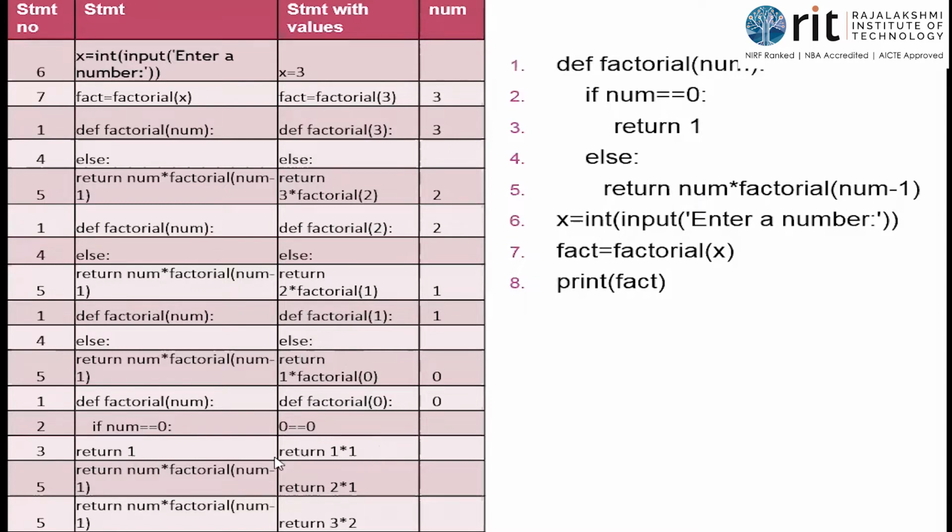That 1 is written to which place? Where num of 0 is called. So what happens? 1 into 1. Okay. Then again, where will it return? Factorial of 1 or 2, followed by, and at last I'll get all these. So 1 into 1, 1 into 2, and then 3 into 2. So the answer will be 6. That 6 will be returned to where factorial of 3 is called.